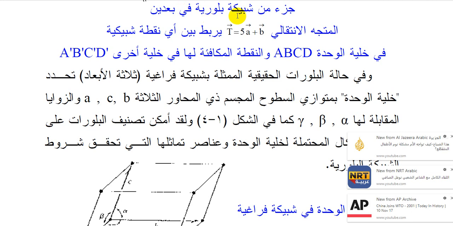A segment of a crystalline lattice in two dimensions. The translational vector T' equals 5A plus B, and it connects any lattice point in the unit cell ABCD and the equivalent point in an adjacent cell, A' B' C' D'.